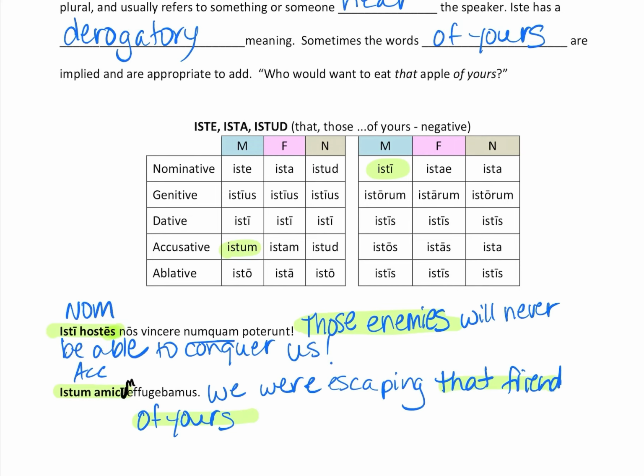All right, we got one more to go. The next video will be on intensive pronouns, but here is the end of demonstrative pronouns.